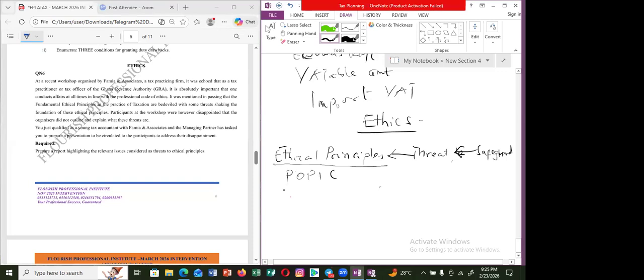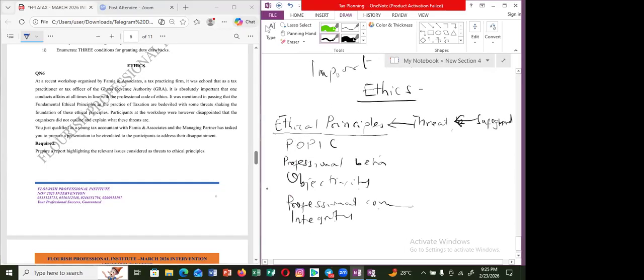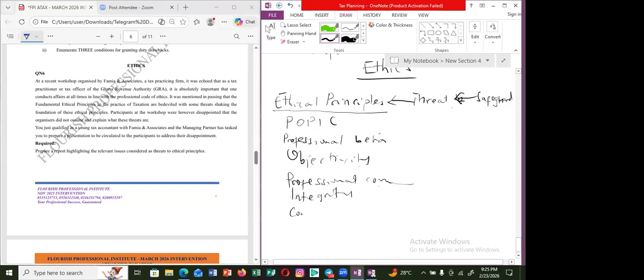Professional behavior, objectivity, professional competence and due care, integrity, and confidentiality.